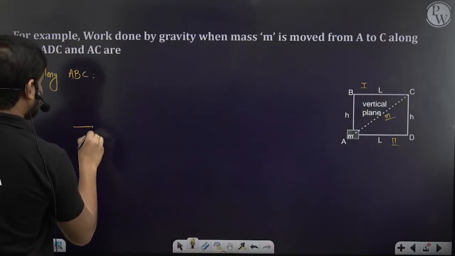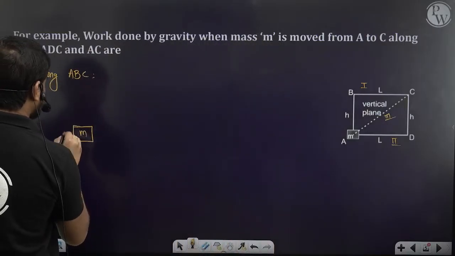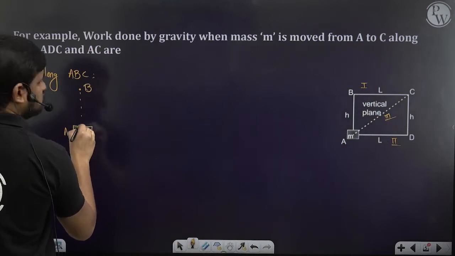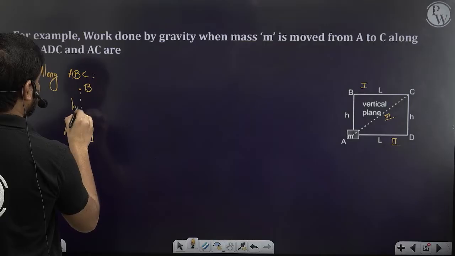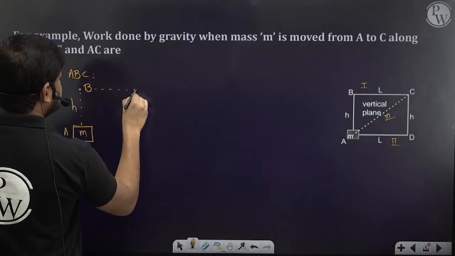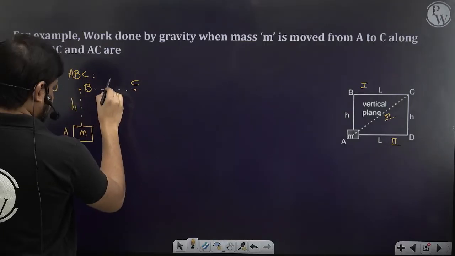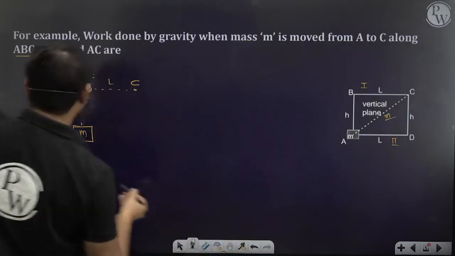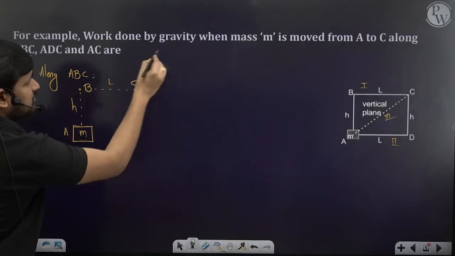This is a block of mass M. Here is a point A. Then it has to be lifted to point B. What is the height? To height H. From B to point C, what is the distance? L. If you observe, in this case we are finding the work done by gravity.